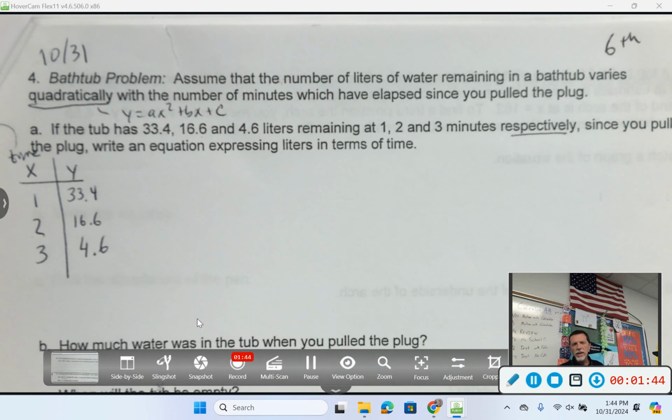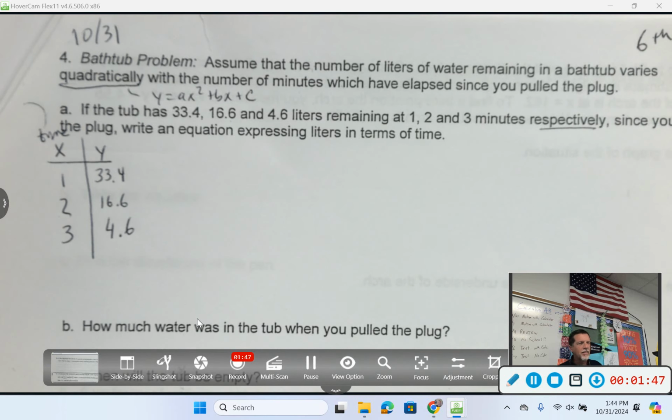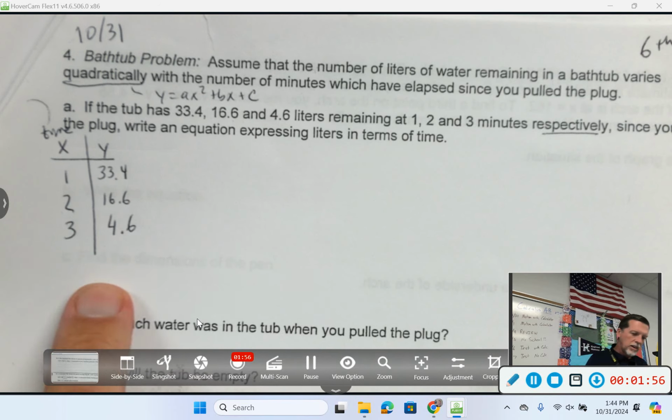And even before we get an equation, I think that makes sense, right? Like 1 minute after you pull the plug, there's 33 liters left. A minute later, there's 16. Like so, the water's going down. So this makes sense so far.